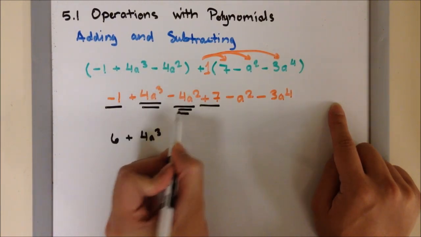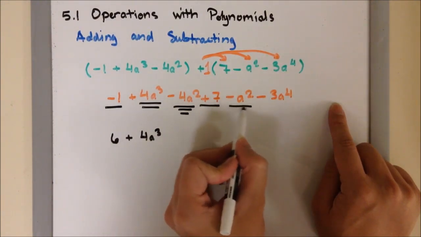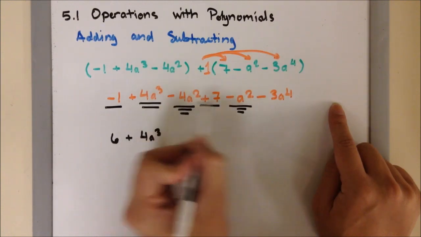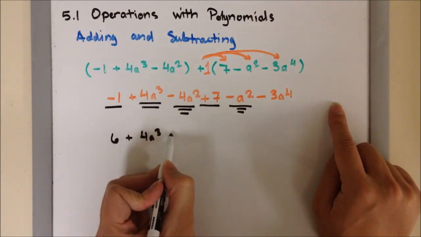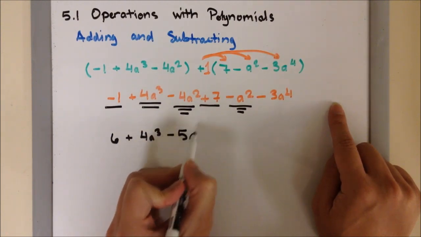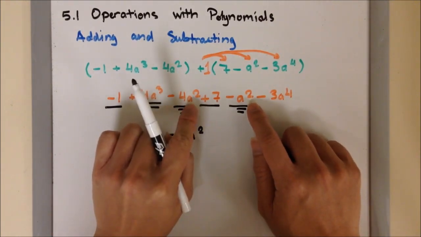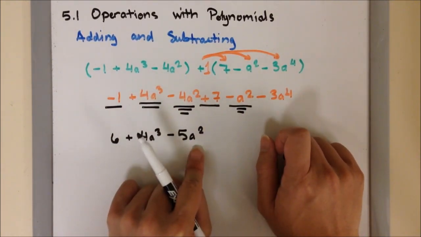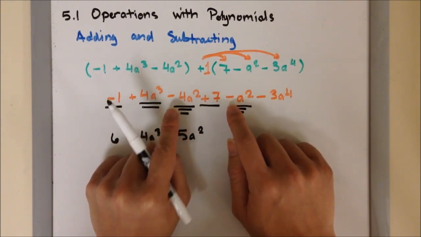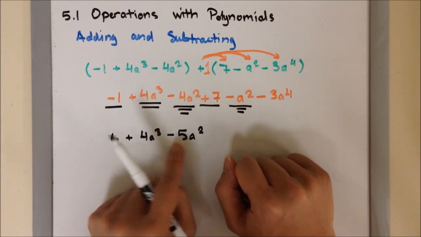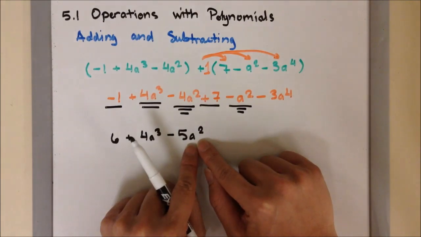Now a squared, so I'm going to look if there's any other terms with an a squared, which I have right here. So I'm going to combine these two. So negative 4a squared minus a squared will be negative 5a squared. So again, notice how my a squared, when I combine them, stays a squared, and I simply combine the coefficient. So negative 4 minus 1 became negative 5. So again, when I'm combining like terms, my a squared will stay a squared.